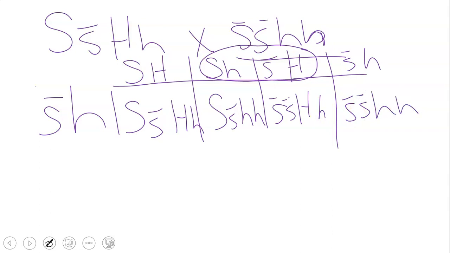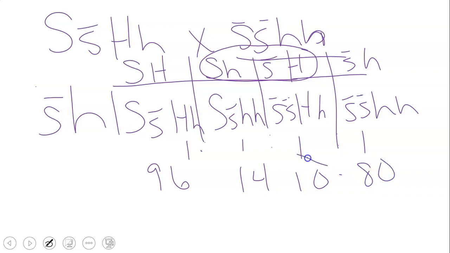And if we look at our numbers that were produced, again, if they weren't linked, you would expect a 1 to 1 to 1 to 1 ratio. But we don't get that, right? We get 96 here. We get 14 here, 10 here, and 80 here. So again, these are my recombinants.